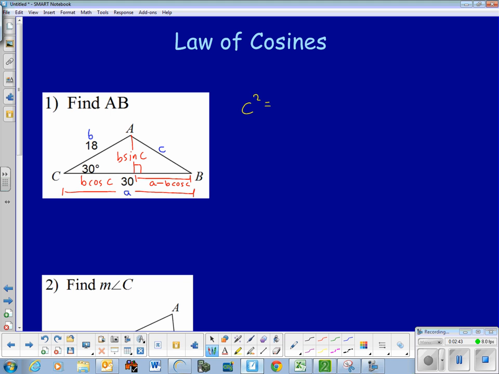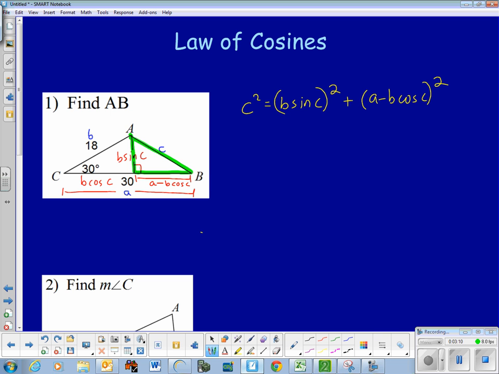Okay, so what we're going to do now is a Pythagorean theorem that says C squared is equal to B sine C squared plus A minus B cosine C all squared. All right, so that's the Pythagorean theorem on this triangle right here. I'm keeping it generic with A's, B's, and C's. I'm deriving the formula.